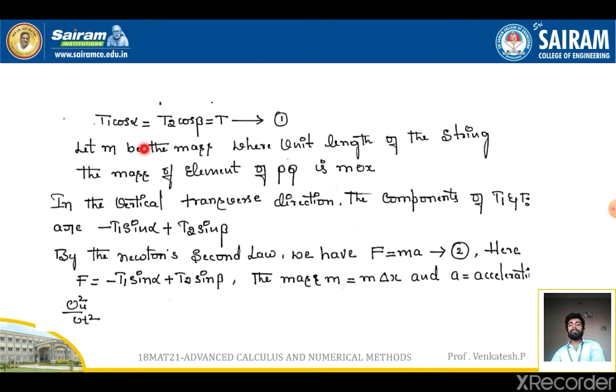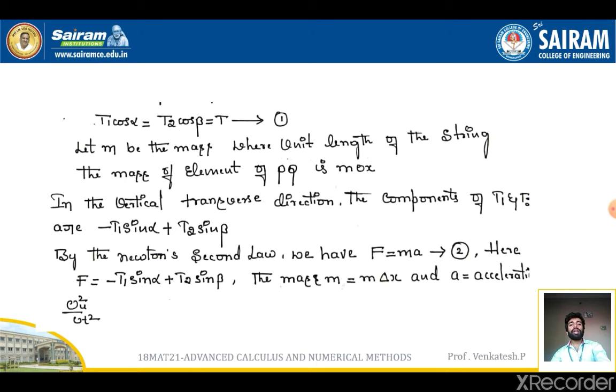Let m be the mass per unit length of the string, but I am taking a small part of the string with the distance PQ. So the mass of the element PQ will be m delta x, since I am taking a small part PQ of the entire string.